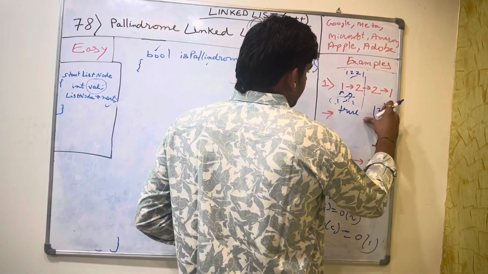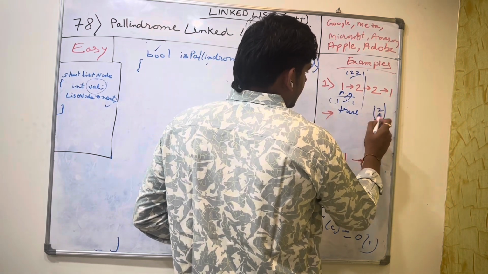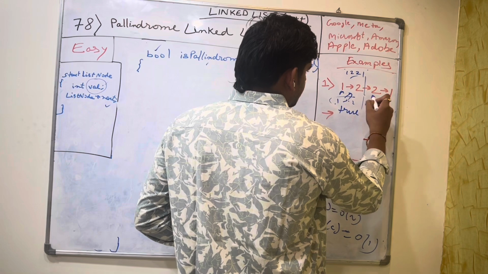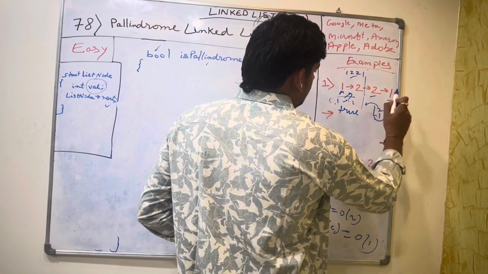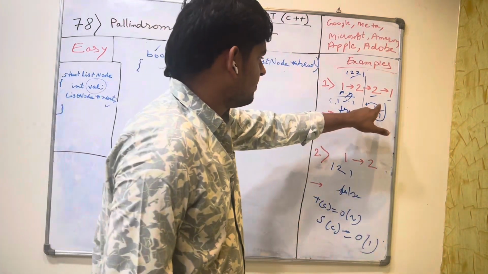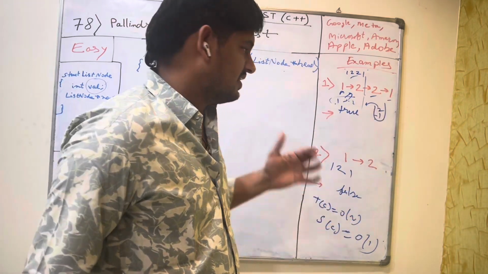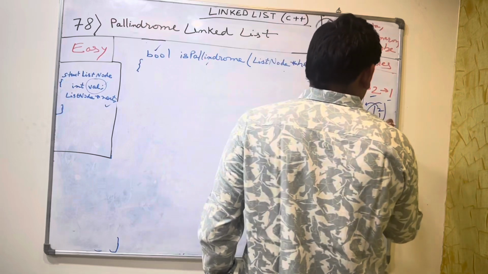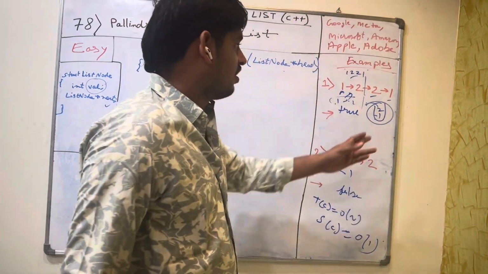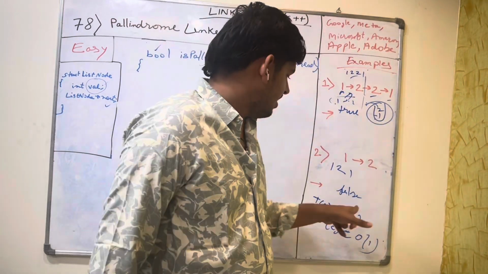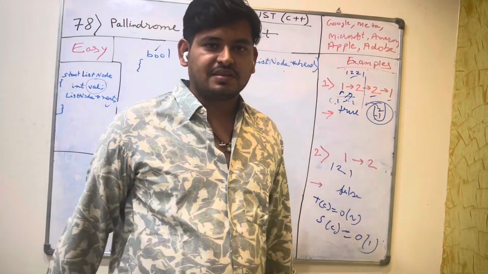insert up to the middle elements into a stack, we pop out and check with the next elements whether they are the same or not. If it is not the same, we return false. If it is the same and the stack is empty, then we can return true. But we have taken extra space. Stack of order n by 2 space we have taken.